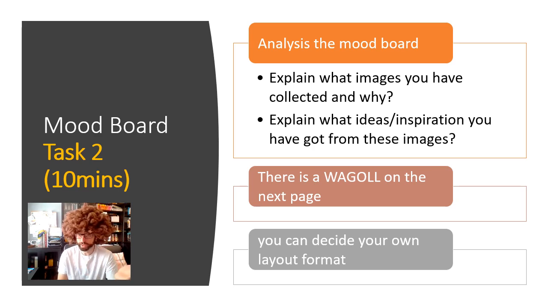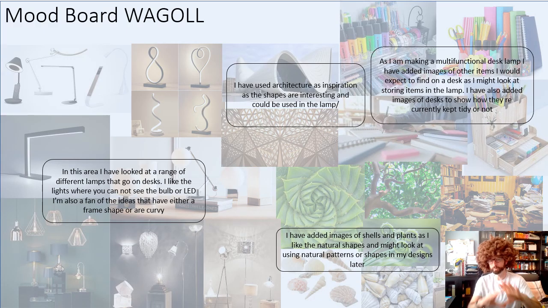So here's my waggle. I put a box over everything and changed its colour slightly to make it slightly transparent, so the writing would stand out. So you can't really see the mood board as well, but you can see the writing a little bit more. So I've explained here, and I'm just going to read through the example in the light box on the left hand side here. In this area, I have looked at a range of different lamps that go on desks. I like the lights where you can not see the bulb or the LED. I'm also a fan of the ideas that are either curvy or a frame shape.